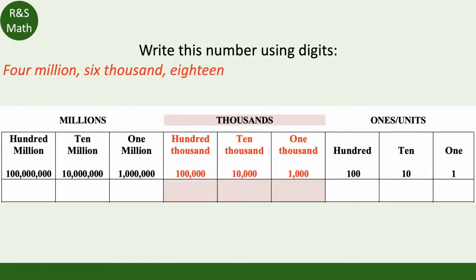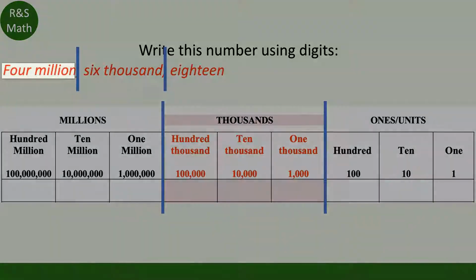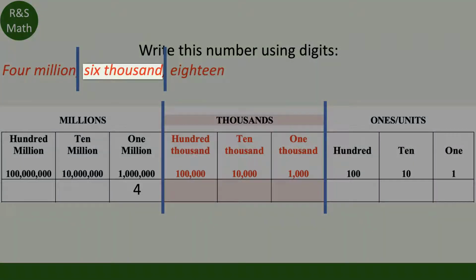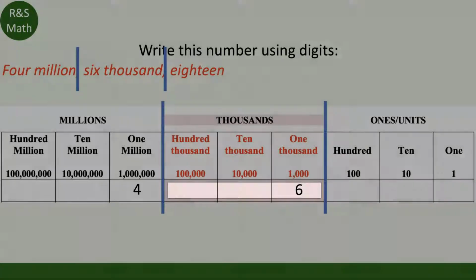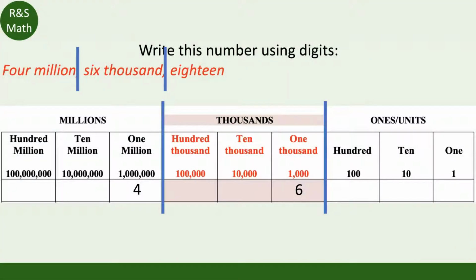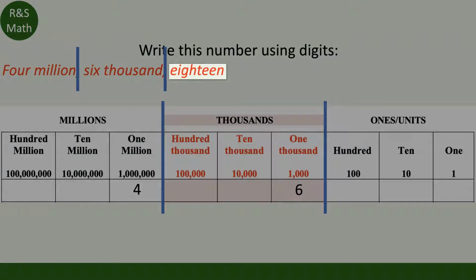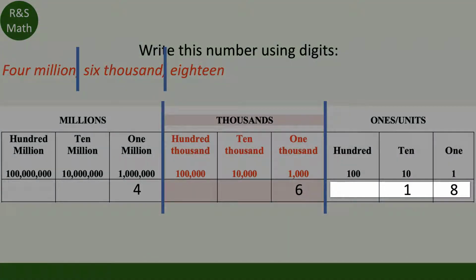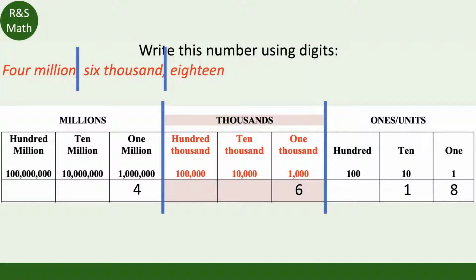Let's do one final example, four million, six thousand, eighteen. We will start by placing vertical lines after the group names. The phrase 4 million tells us we must write the number 4 in the millions group, remembering to write the 4 as far to the right as possible within the group. The phrase 6,000 tells us we must write the number 6 in the thousands group, remembering to write the 6 as far to the right as possible within the group. And the phrase 18 tells us we must write the number 18 in the ones or units group, once again remembering to write the 18 as far to the right as possible within the group.